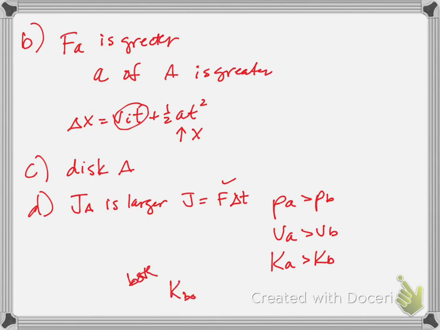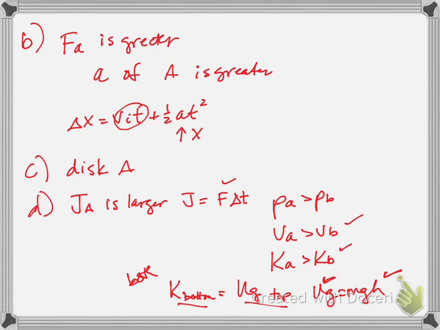Then using conservation of energy and saying that the kinetic energy, this is for both, the kinetic energy at the bottom equals the gravitational potential energy at the top. The item with the larger kinetic energy is going to have a larger gravitational potential energy. Since gravitational potential energy is equal to mgh, the larger gravitational potential energy is going to go to a higher height. In all of those situations, it's disk A. Disk A has a larger velocity, disk A has a larger kinetic energy, disk A will have a larger gravitational potential energy, and therefore a larger height.